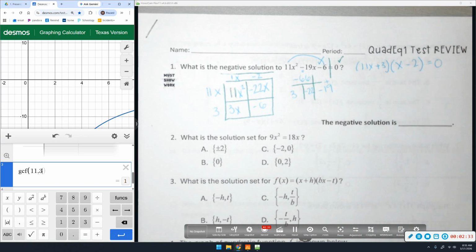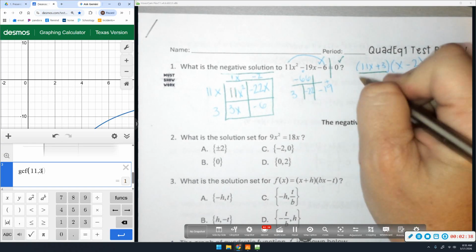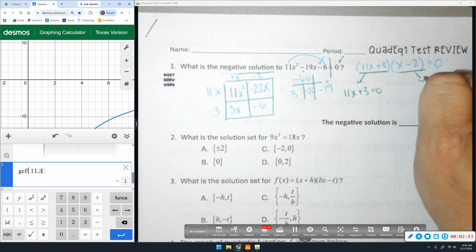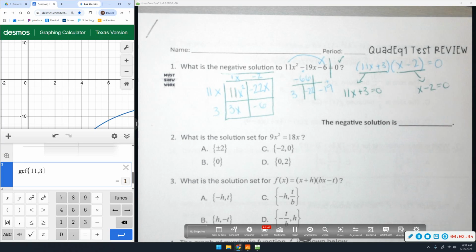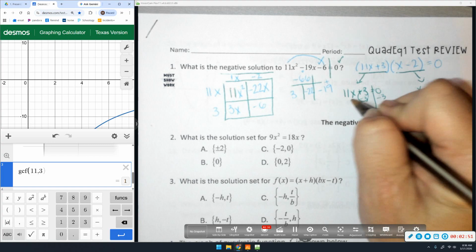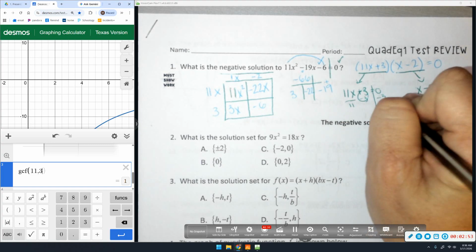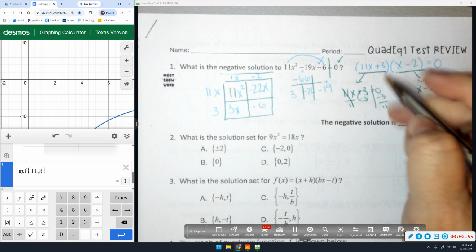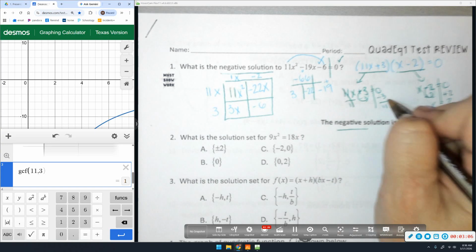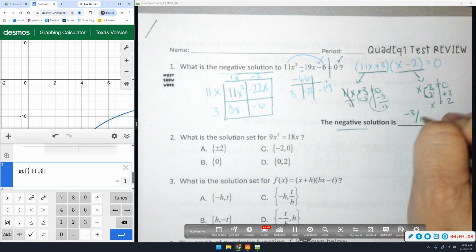However, I don't want factored form, I want solutions. So remember, we have to separate and solve. So we're going to separate 11x plus 3 equals 0, and then x minus 2 equals 0, and solve those. Minus 3, minus 3. Then we have to divide by what's in front of x. So x equals negative 3 over 11. Here's super simple. We're just going to add 2 to both sides, and x is by itself, so x equals 2. Well, it says the negative solution. This is my negative solution.